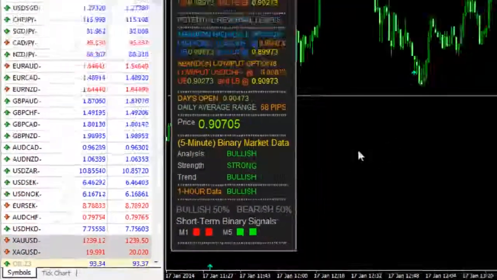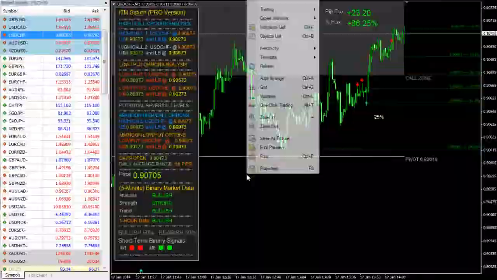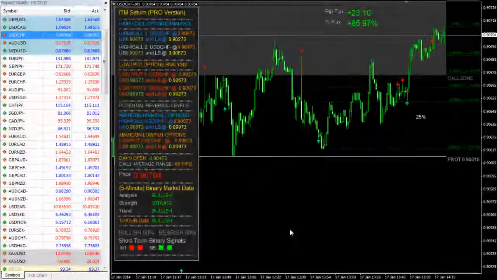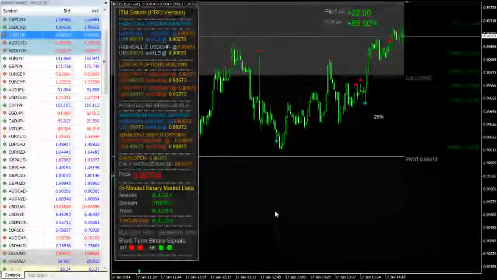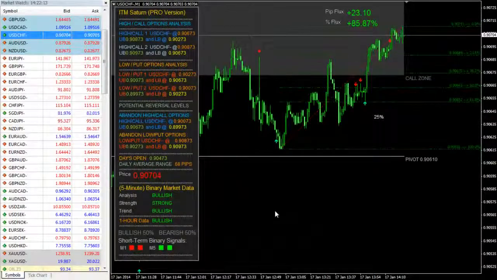Having alerts is there. You can enable them in the settings, in the indicator settings. I have disabled them because I'm talking to you and I don't need alerts while I'm doing this. I don't need to be distracted. So you can, of course, use them to your advantage if you're doing other things at the time. So let's wait for another signal.